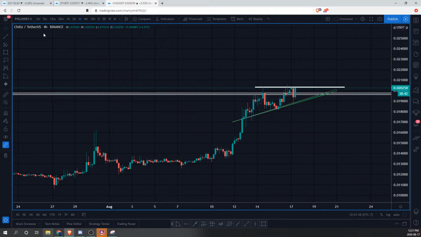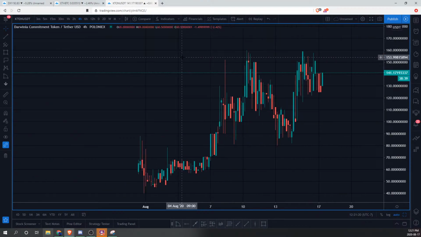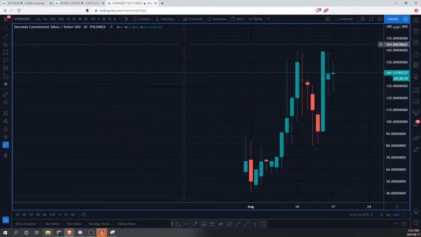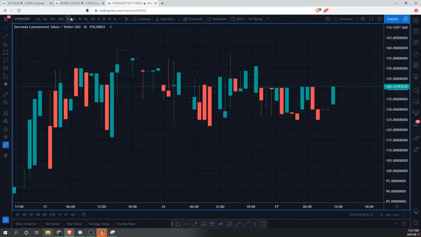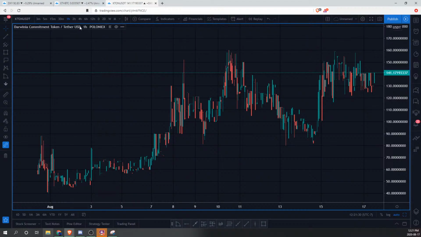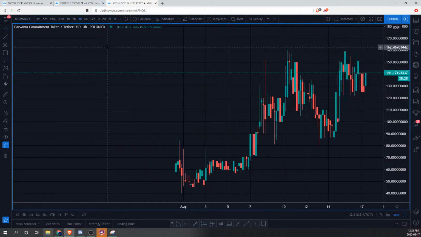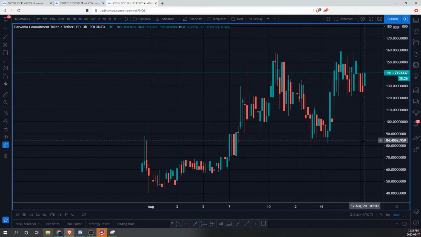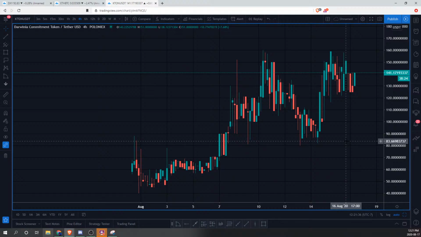Okay, I assume that this is the one that you're talking about. I do not love that, to be completely honest. I personally do not think I'd ever trade this. There's just not enough volume. The spreads are probably massive.